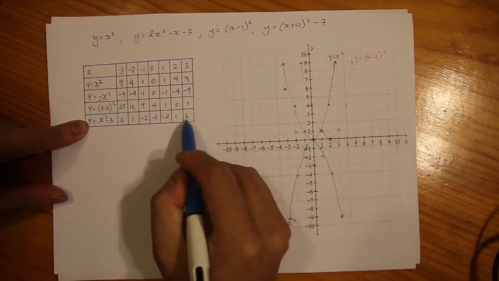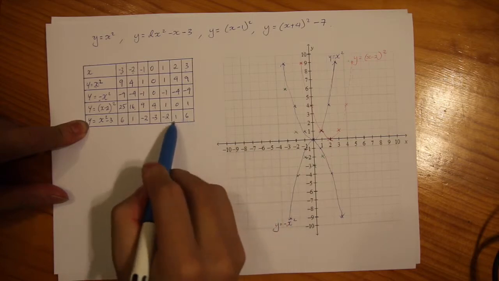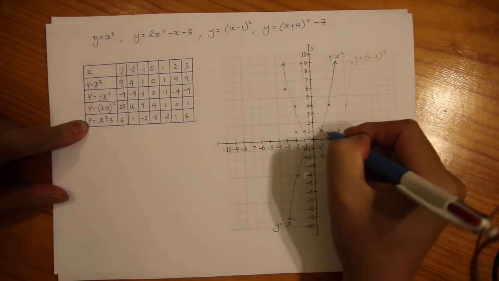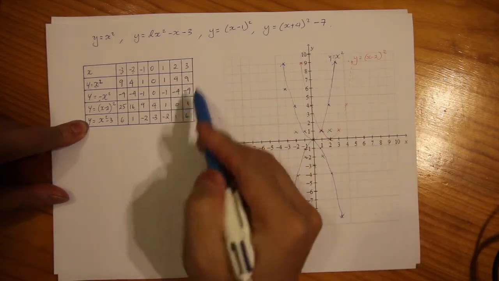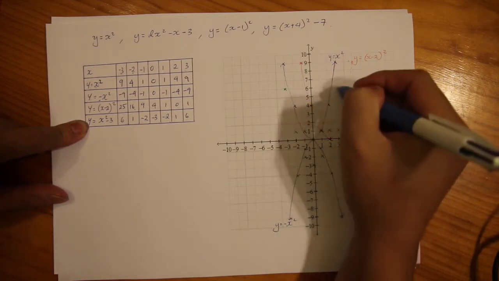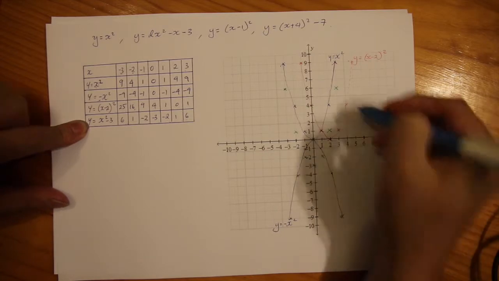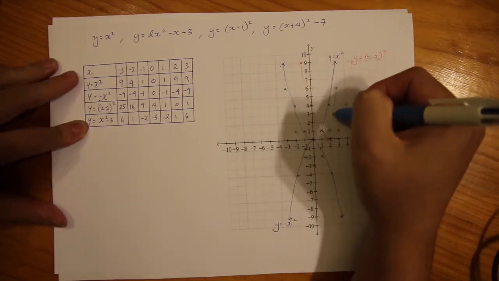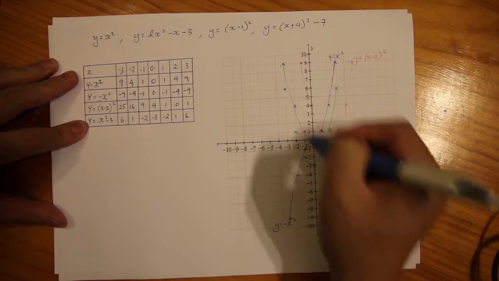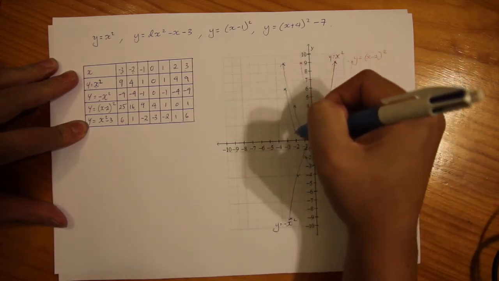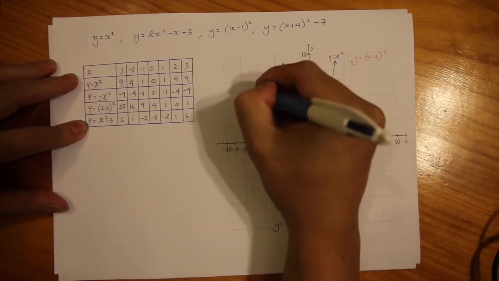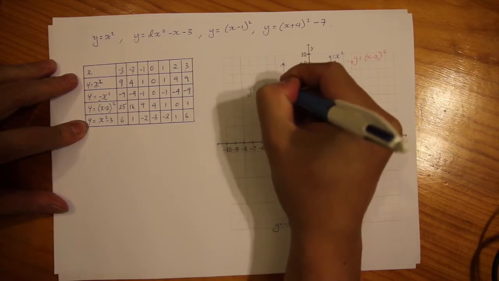And then 2 at 1, so we'll go up here. And then when x is 3, y equals 6. So x is 3, y equals 6. It comes back down there. So join the dots. There you have y equals x squared minus 3.